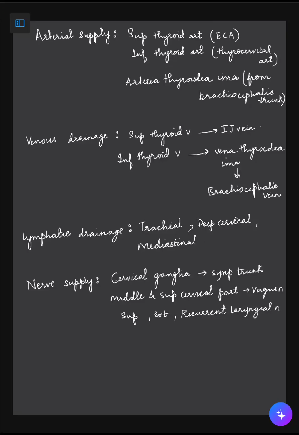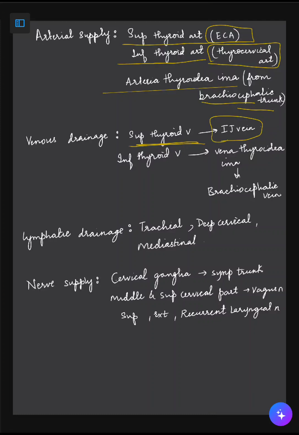Arterial supply is superior thyroid artery, which is a branch of external carotid artery, inferior thyroid artery, which is a branch of thyrocervical artery, and thyroid ima artery from brachiocephalic trunk. Venous drainage is superior thyroid vein, which drains into internal jugular vein, inferior thyroid vein, which drains into vena thyroidea ima, which drains into the brachiocephalic vein.